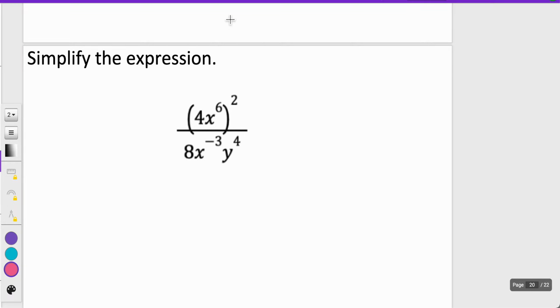Here's another one we can try. Let's go ahead and pause this one. You do have some parentheses here, so let's try that first, and when you're done, click play to check your work. Alright, parentheses means everything gets a 2, so the 4 gets a 2 and the x to the 6.